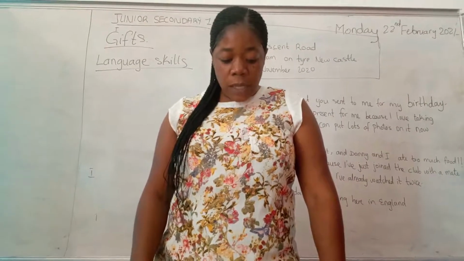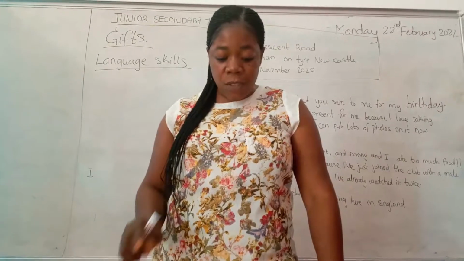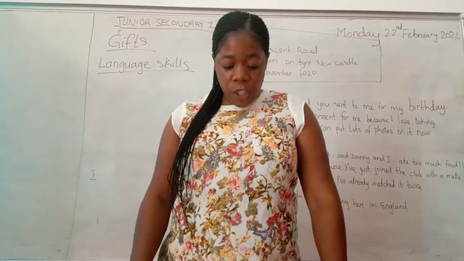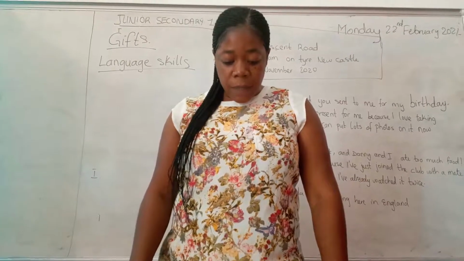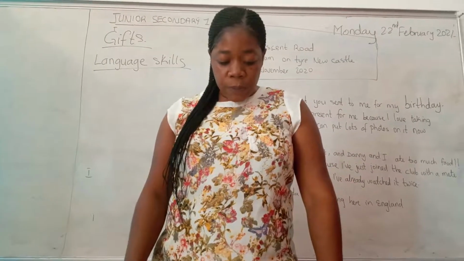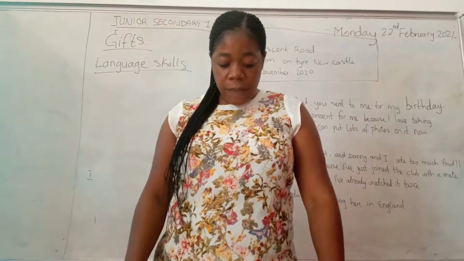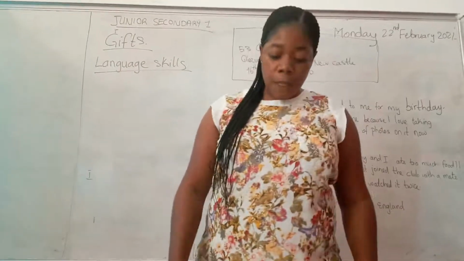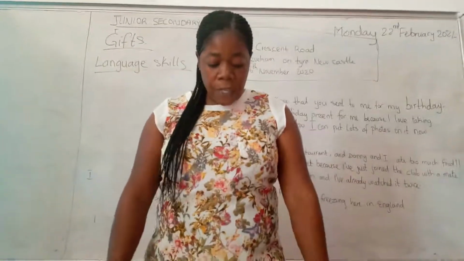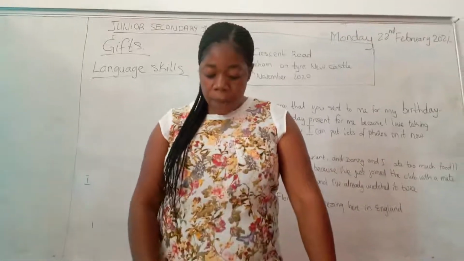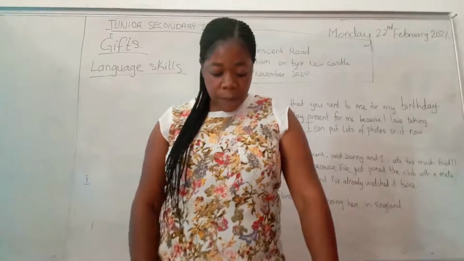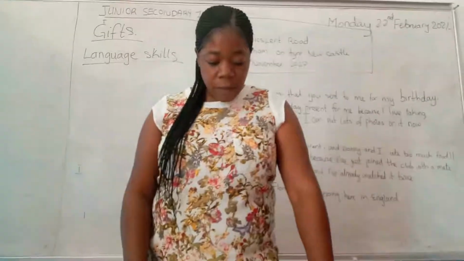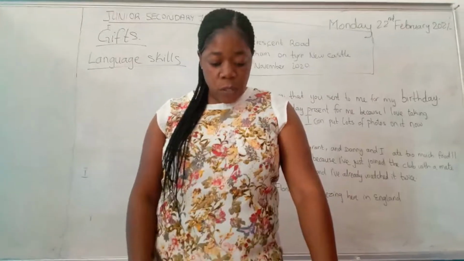Number 6. What did James' mate say is really good? The DVD about famous footballers. Number 3 of page 47. Choose the correct answers. Choose the correct words and circle them.